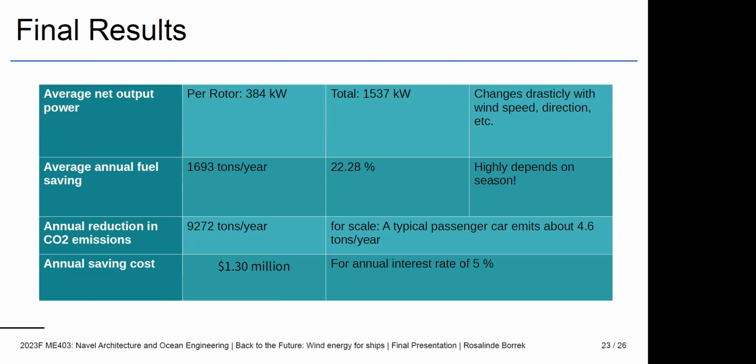If we take this average annual fuel saving, we can then calculate the annual reduction in CO2 emissions, which lies at roughly 9,000 tons per year. Just for scale, a typical passenger car emits around 4.6 tons per year. Of course, there are a lot more cars than ships, but just to get a feel for those values. And for the annual fuel saving costs, for an annual interest rate of 5%, you could potentially save around $1.3 million, which is also quite a lot, but again, this is highly dependent on a lot of different values.